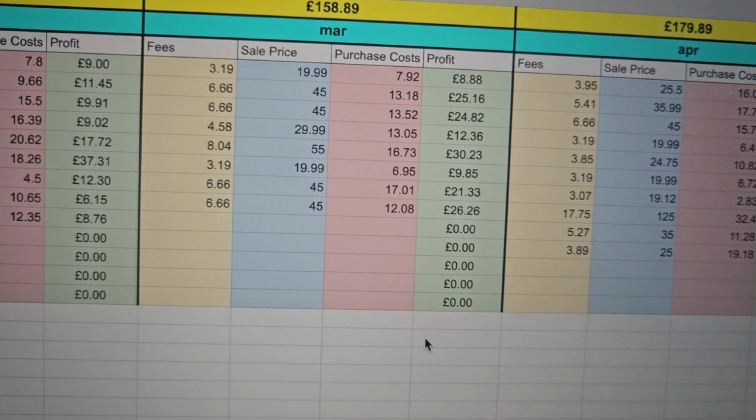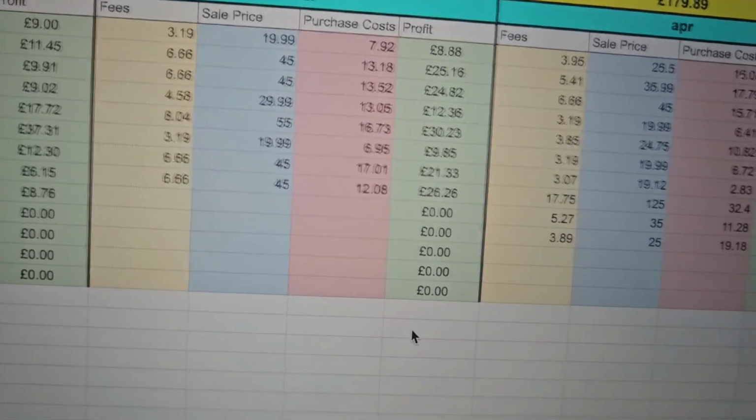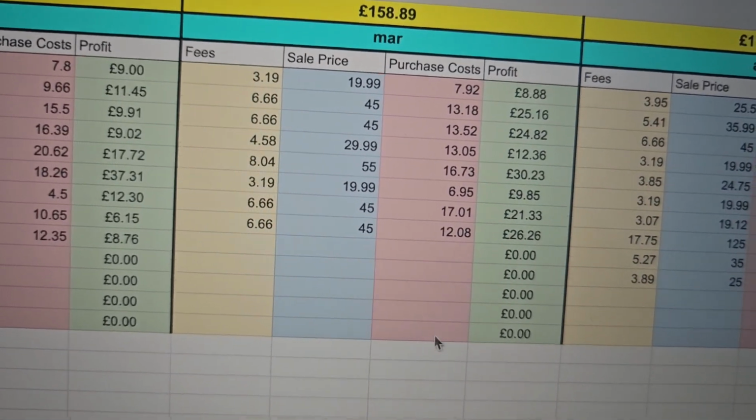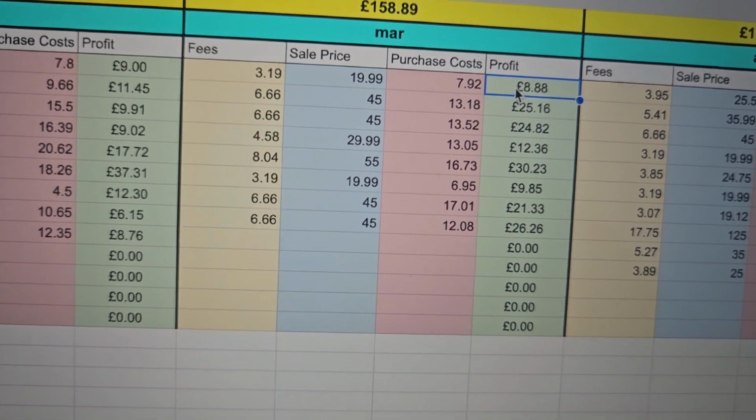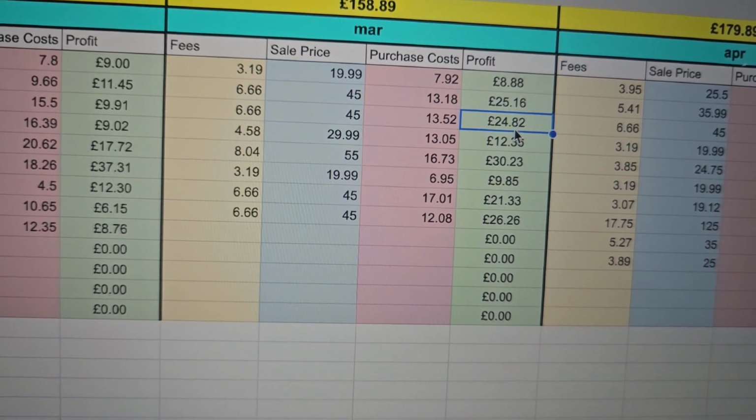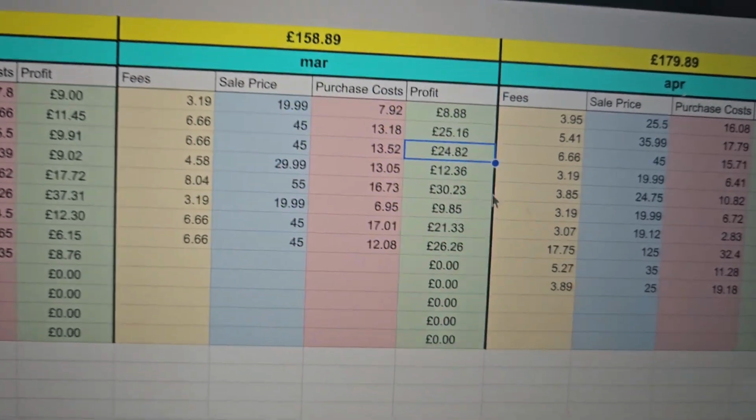It makes me nowhere near as much, but I want to show you my statistics from my Etsy shop recently, and you're going to be seeing an even better trend here. We sell items for like £19 and we make about £8. We sell them for £45, make £25. This means that the profit margin is much stronger.